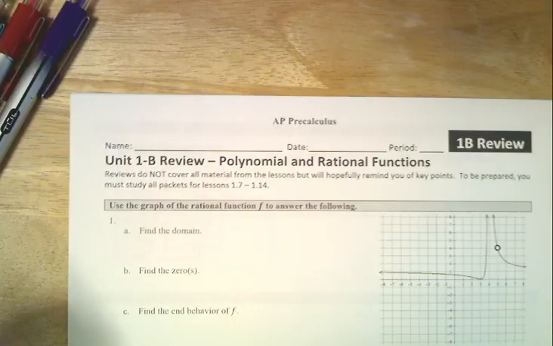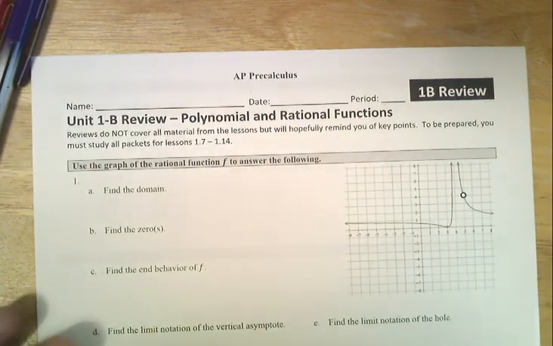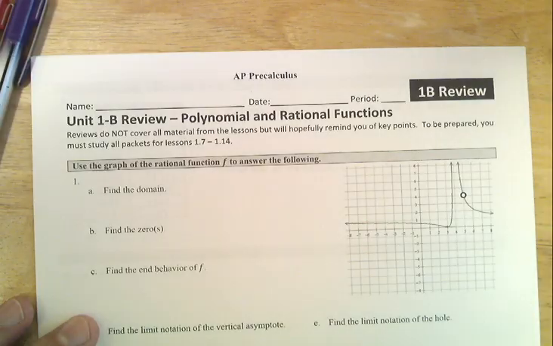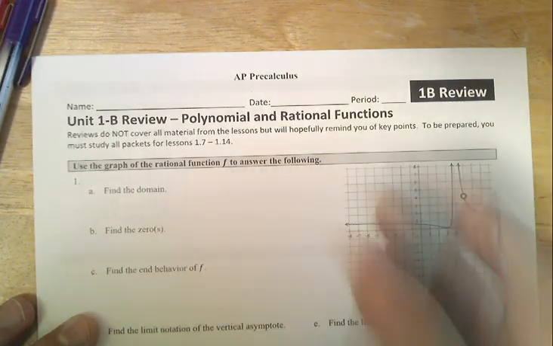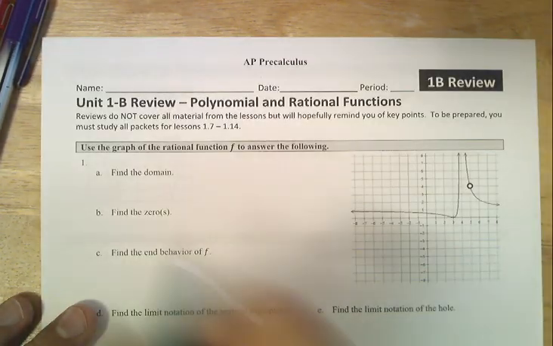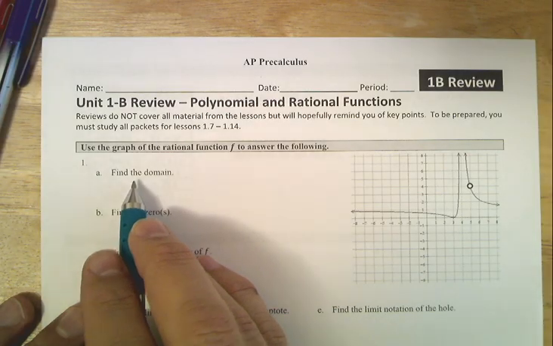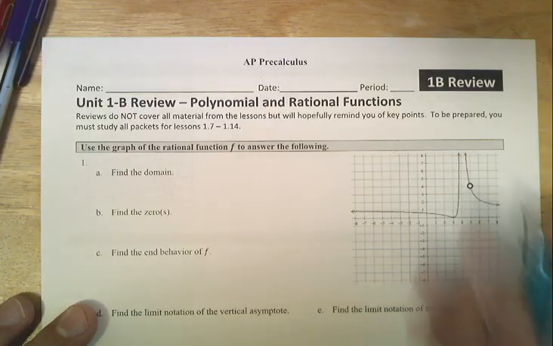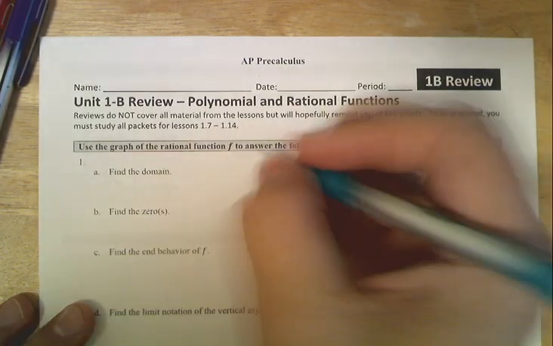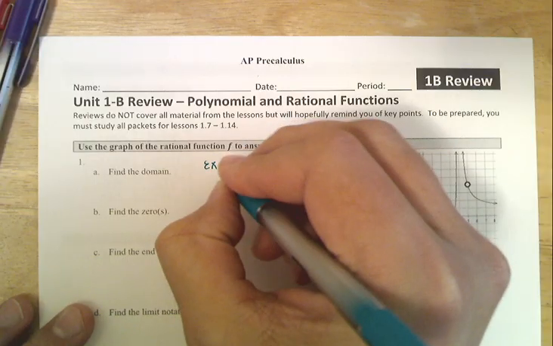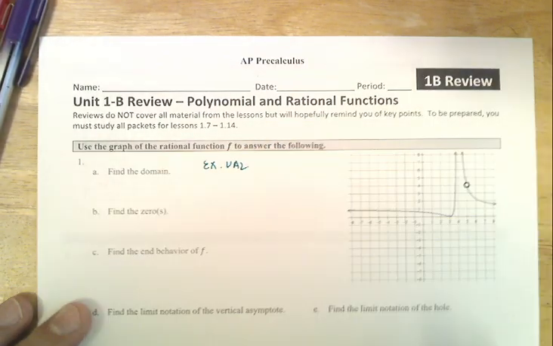So let's get started on page 1 here. It says use the graph of the rational function f to answer the following. Find the domain. Well, the domain is all real numbers except the excluded values. So I need to figure out what my excluded values are.